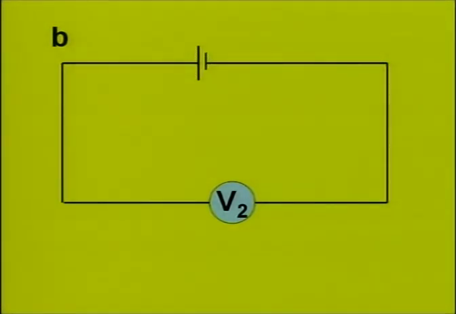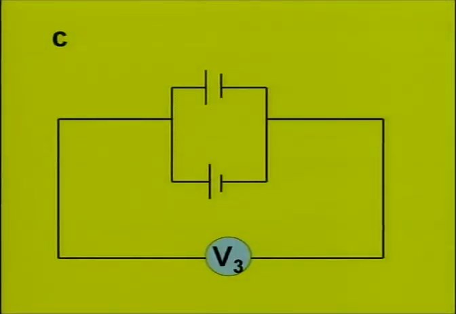Here is the third diagram. For diagram C, how many cells can you find in there? There are two. How are they connected? They are connected in parallel. That is for C.